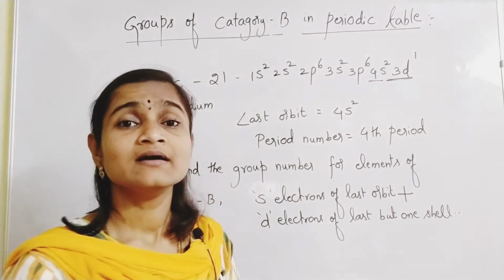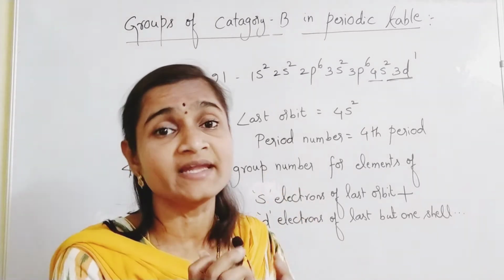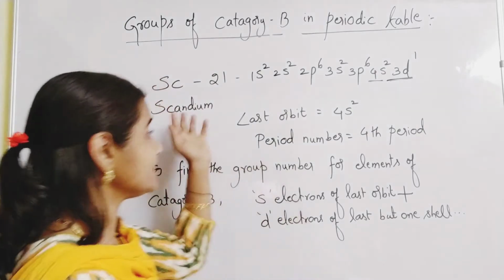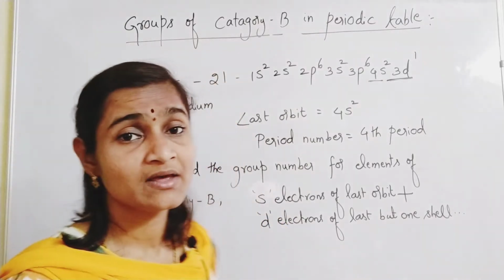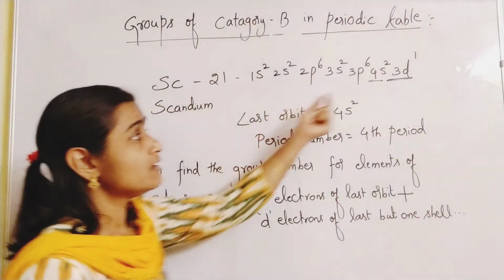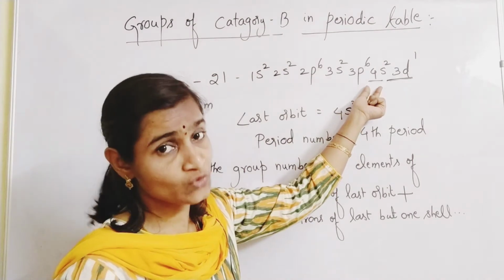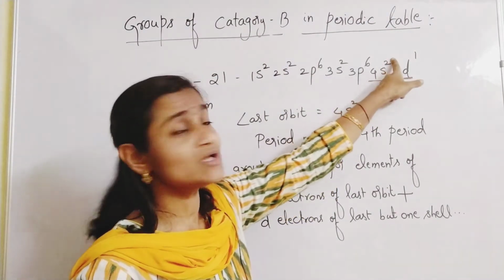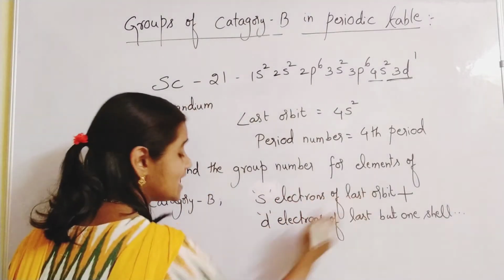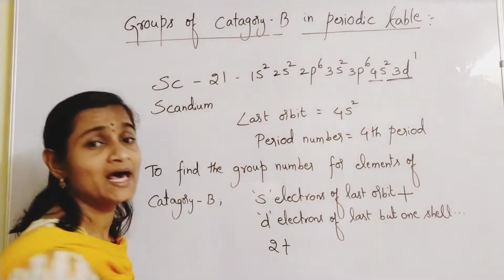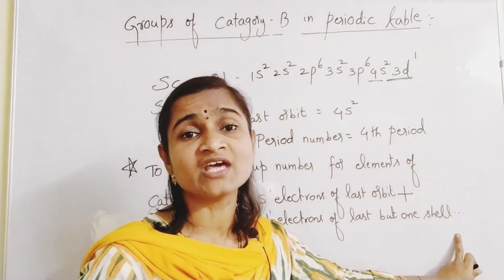The period number is the orbit number; whichever is the last orbit, that itself is the period number for that element. Please understand carefully, we will learn with some examples. Here the last orbit is 4s, and the s electrons in it are 2. So s electrons of the last orbit are 2, plus d electrons of the last but one shell.